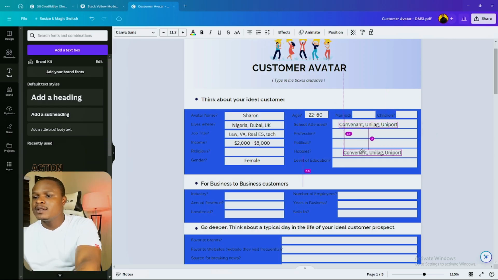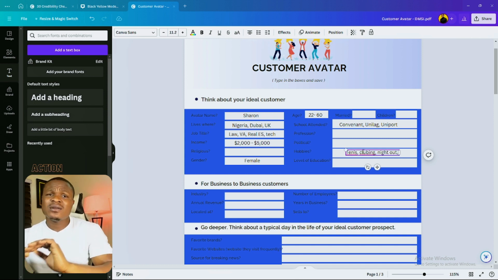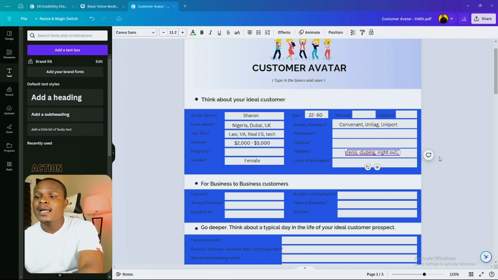Now, let's move on. Hobbies. Of course, I will need to put hobbies. What are Sharon's hobbies and all that? I could say Sharon likes to play tennis, clubbing, night out with girls. That's basically it: you add all the hobbies you feel are supposed to be related to what Brian's product is like.